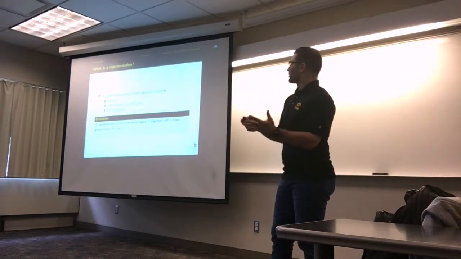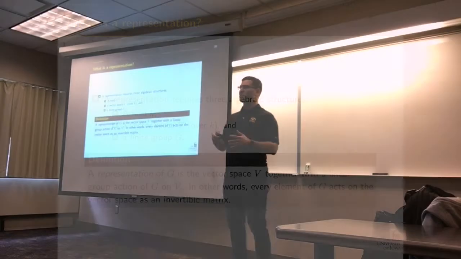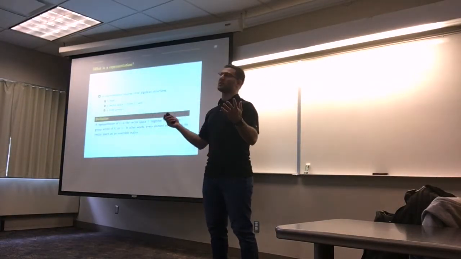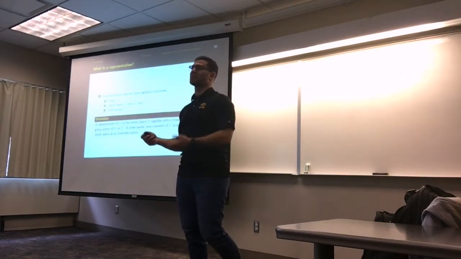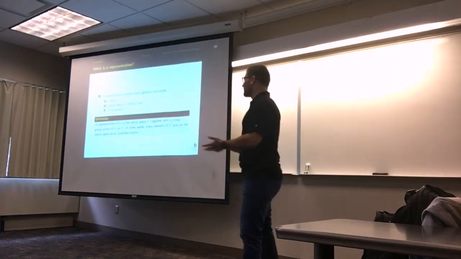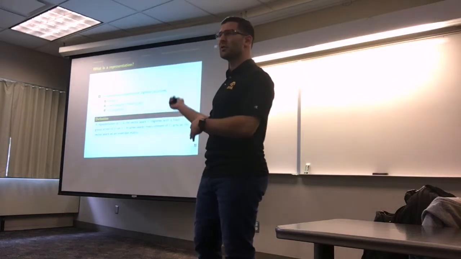So you have these three structures. A representation of G is a vector space together with a linear action of G on the vector space. In other words, we can think of a representation as assigning every element of G a linear map, a linear transformation, a matrix that acts on this vector space. Together with those two things, that's enough. If you have a vector space and an action by matrices of the group on the vector space, that is a representation of G in V over the field K. All right, so I'll stop here. Any questions on what a representation is? We're going to go to an example here.